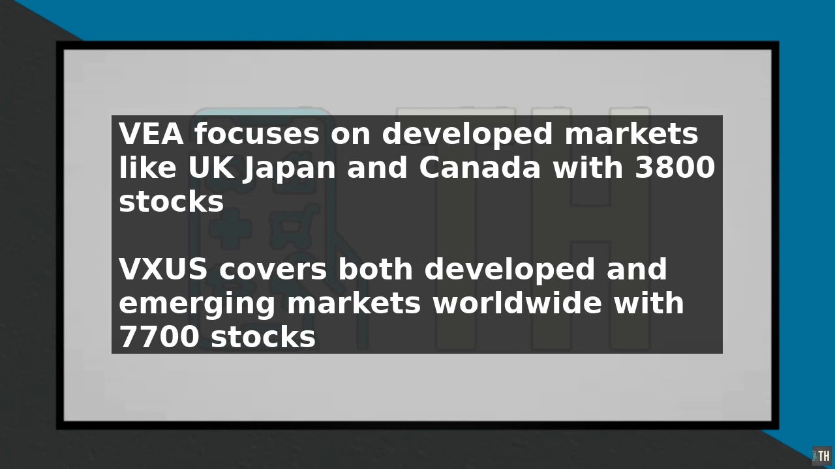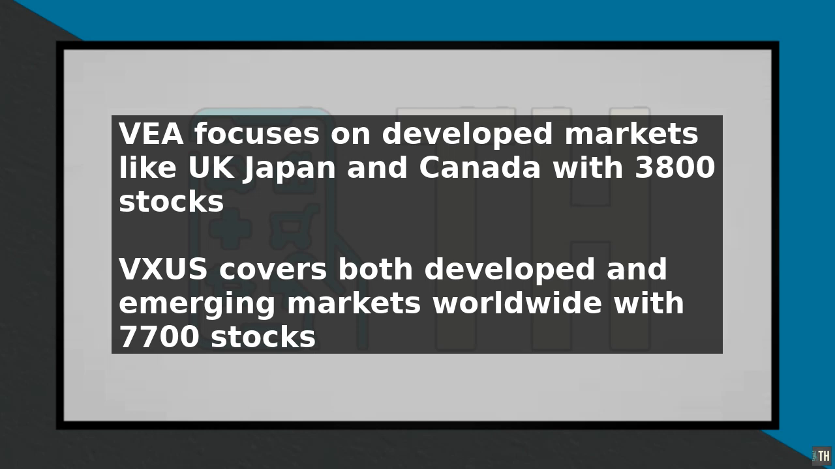In terms of geographic allocation, VEA has a higher concentration in European markets, while VXUS has a more balanced distribution across developed and emerging markets. For example, VEA has around 50% of its assets in European stocks, whereas VXUS has approximately 40%.